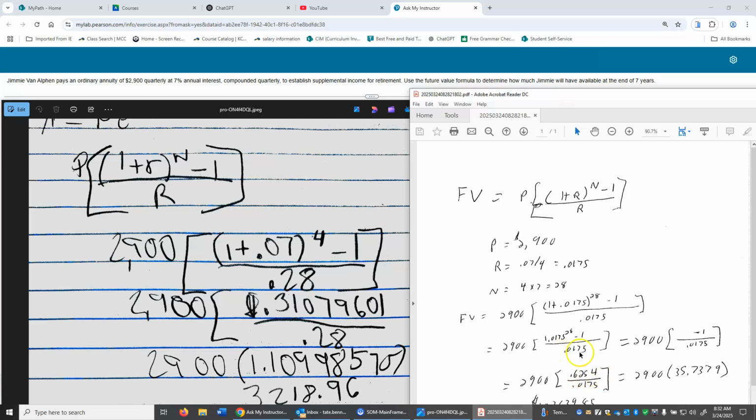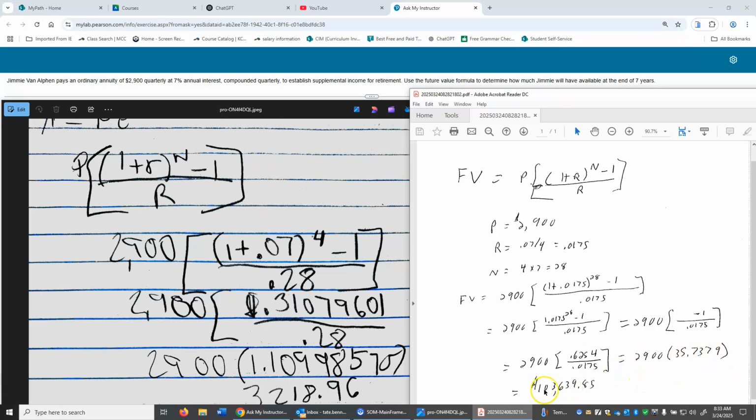Then divide that by 0.0175, get a little more than 35, and multiply it by 2,900, and you get the final result. So you're messing up here. R is incorrect and N is incorrect. I hope that helps.